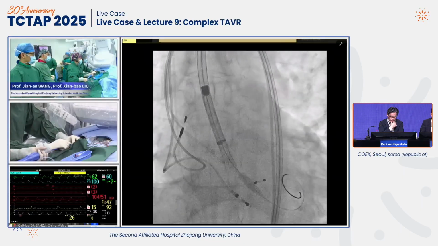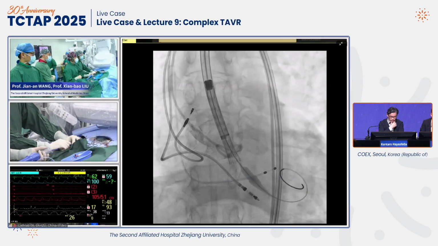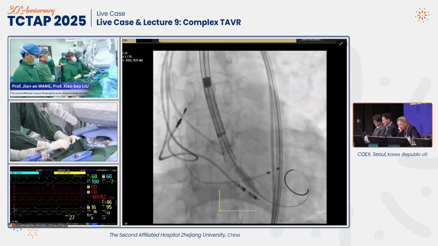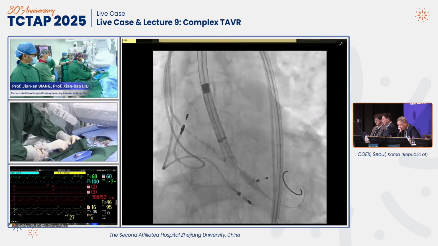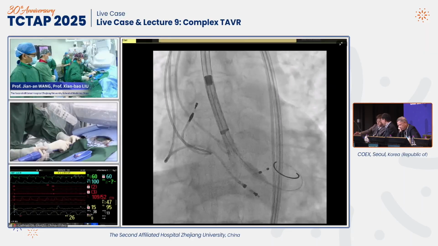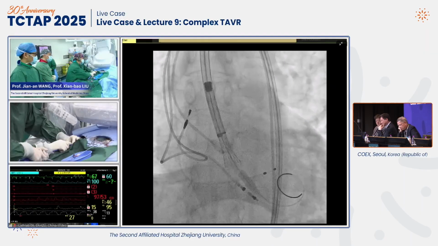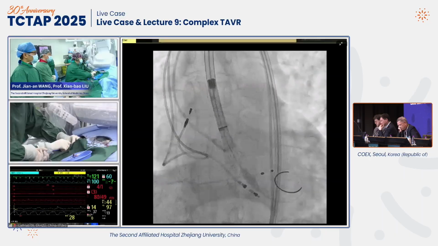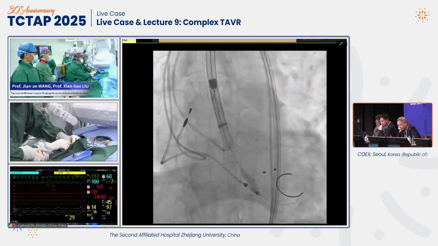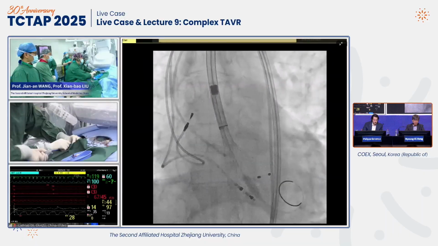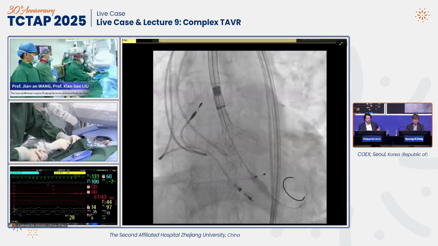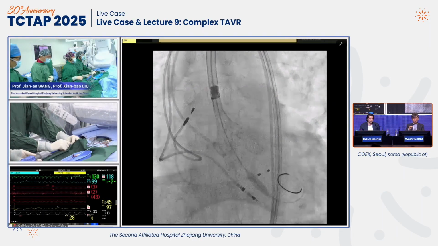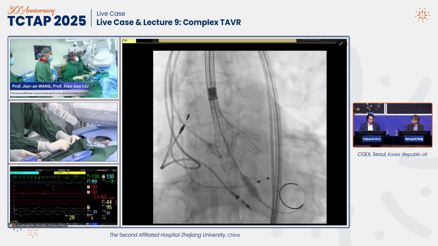So what do you think of the position? I think a little bit deep.